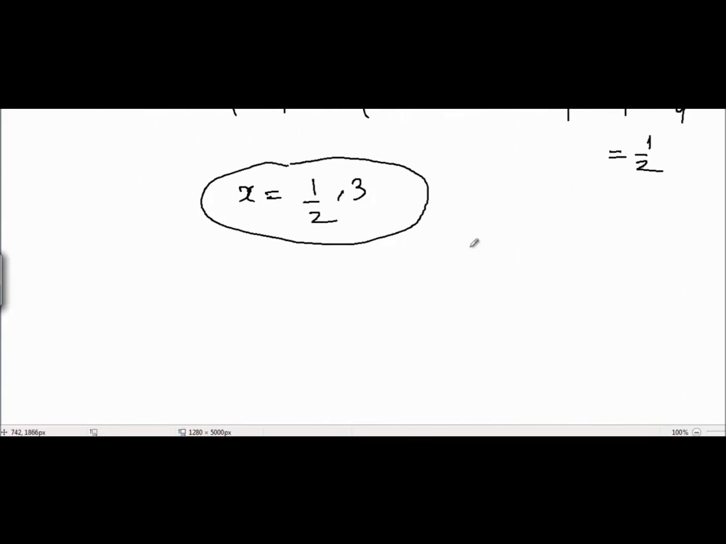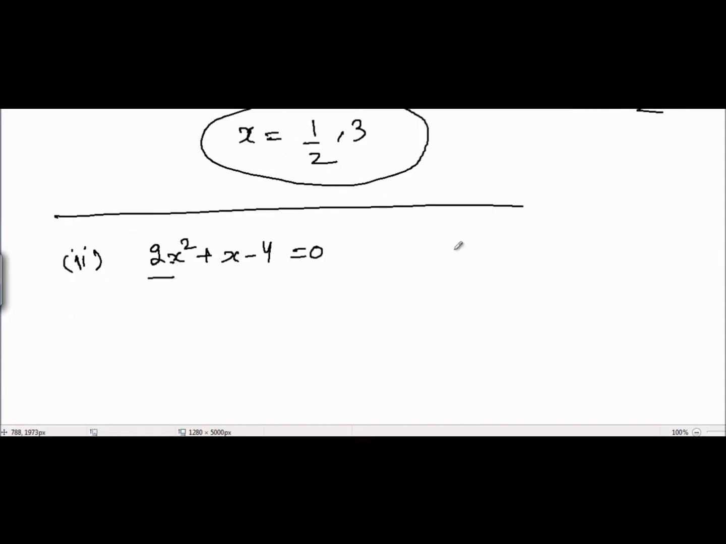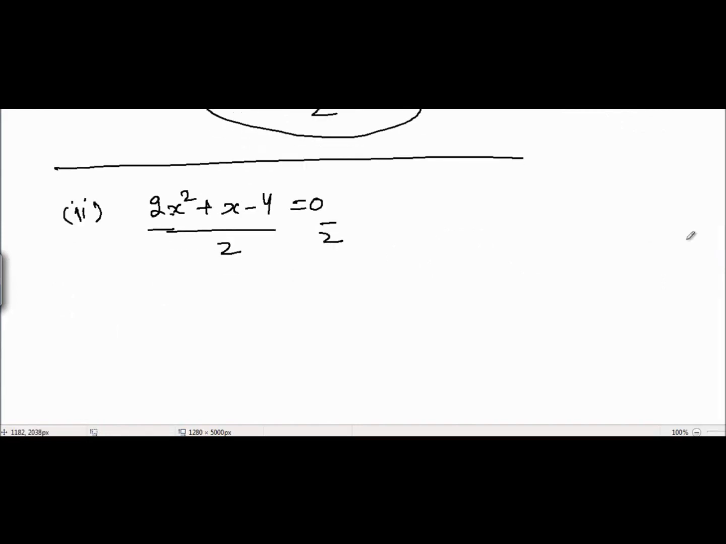In a similar way we can solve the other problems. Now I will solve them quickly, because I have already explained one problem, so you can take the first one as your reference in order to solve the other ones. This coefficient is again not equal to 1, so I'm again dividing the whole equation by 2. So I get x² + x/2 − 2 = 0.